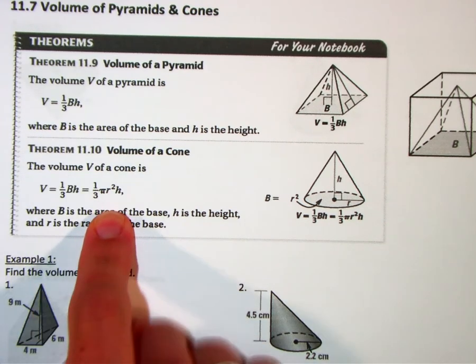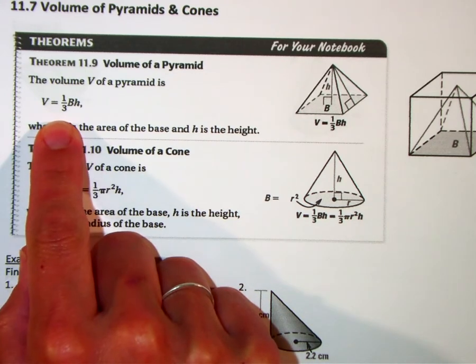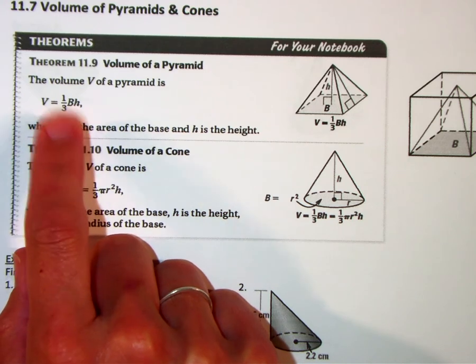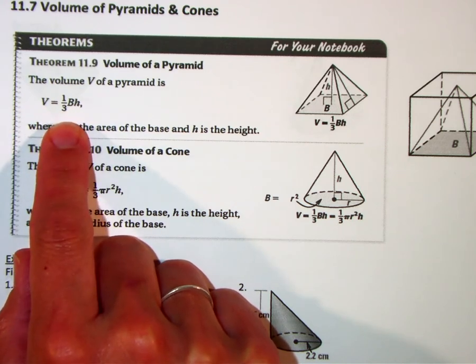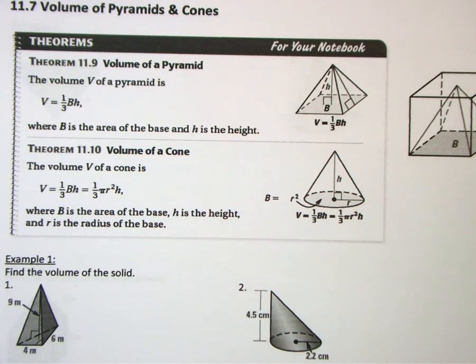Okay, so we have our 2 formulas here. For the cone, we're going to use 1/3 pi r squared h, and then any other pyramid, we're going to do 1/3 base times height. Again, remembering that all of our bases are going to be regular shapes, so there won't be any rectangular pyramids. They'll all be square pyramids, or regular hexagons, pentagons, or circles.